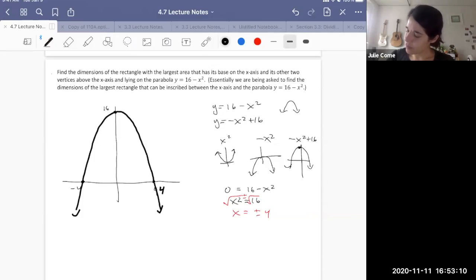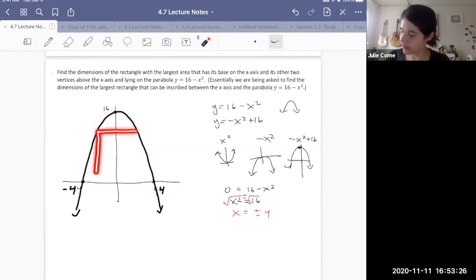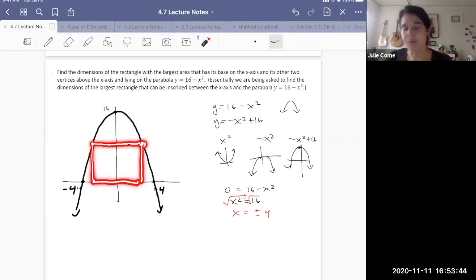So now we want to determine what is the largest rectangle that we can inscribe, meaning fit between the x-axis and this parabola. So I'm basically imagining myself drawing a rectangle in here, such that the base of the rectangle takes up part of the x-axis and the corners of the rectangle above the x-axis are on the parabola itself. And I'm wondering what's going to give me the most area?